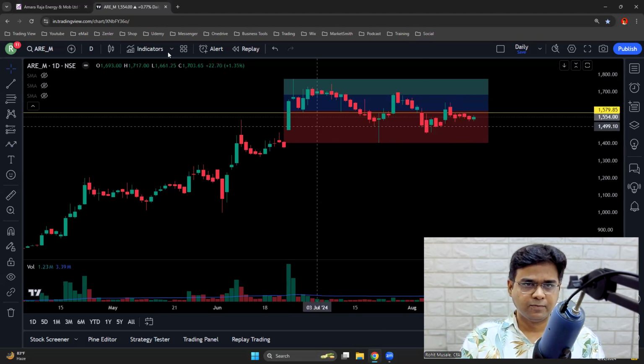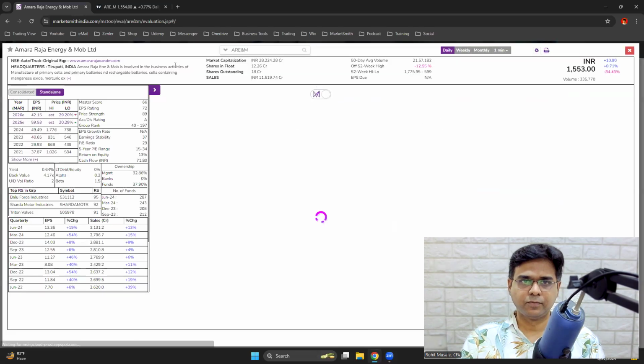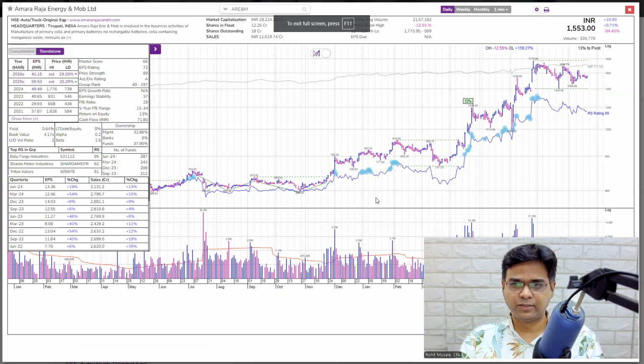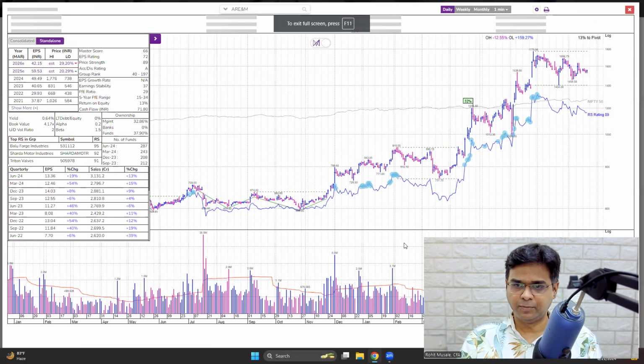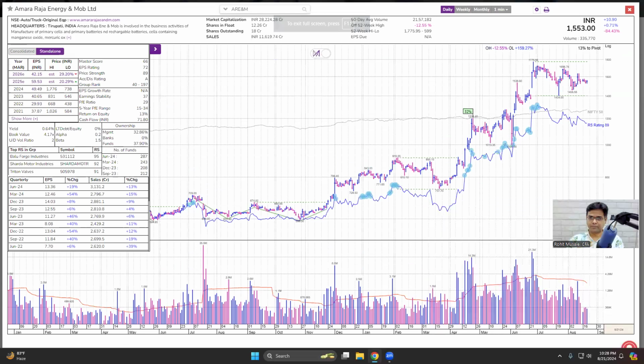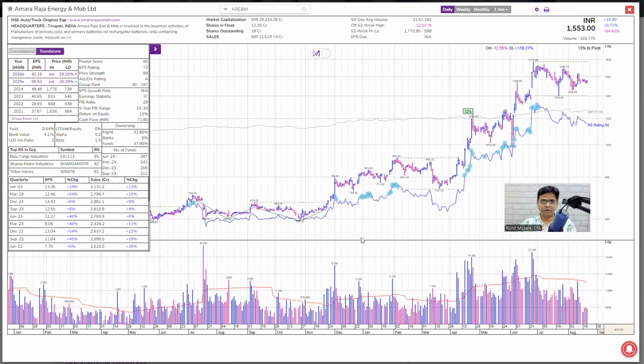Apart from this, if you look at the data, this is MarketSmith India. I have opened the page for Amara Raja Energy. So if I expand this, let's have a look at this page, okay? This will be nice information for you. So I'll put myself here. Now have a look at this data related to Amara Raja company.